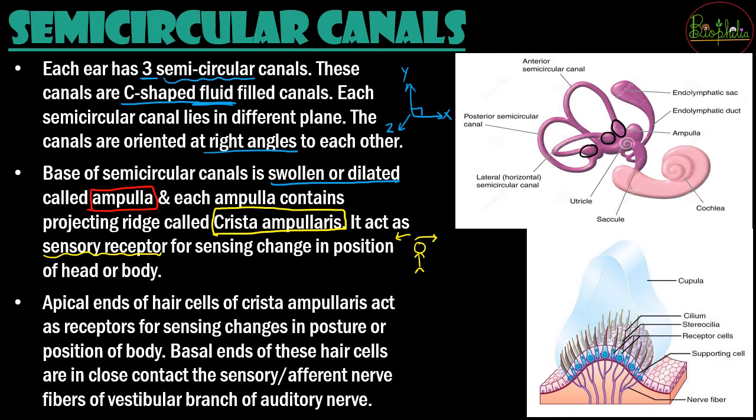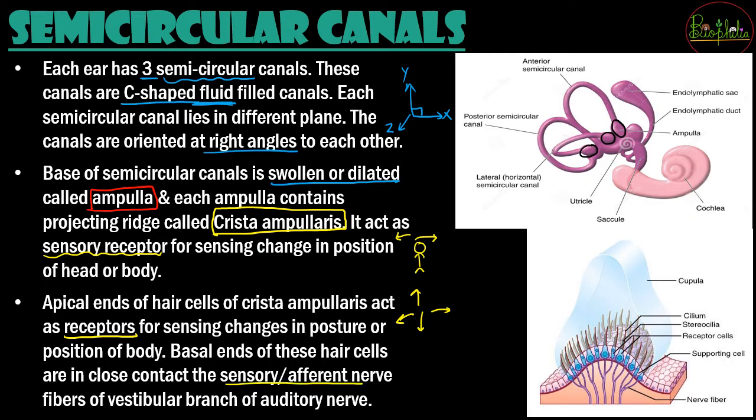So apical ends of the hair cells which the crista ampullaris has, these are going to act like receptors. As I told you, because of these receptors, whenever there is any change, that you move forward, you move backwards, you move left or right, anyways there is going to be the change in your posture or in your position, that is going to be sensed by these hair cells, and the basal ends of these hair cells will be in close contact to the nerve.